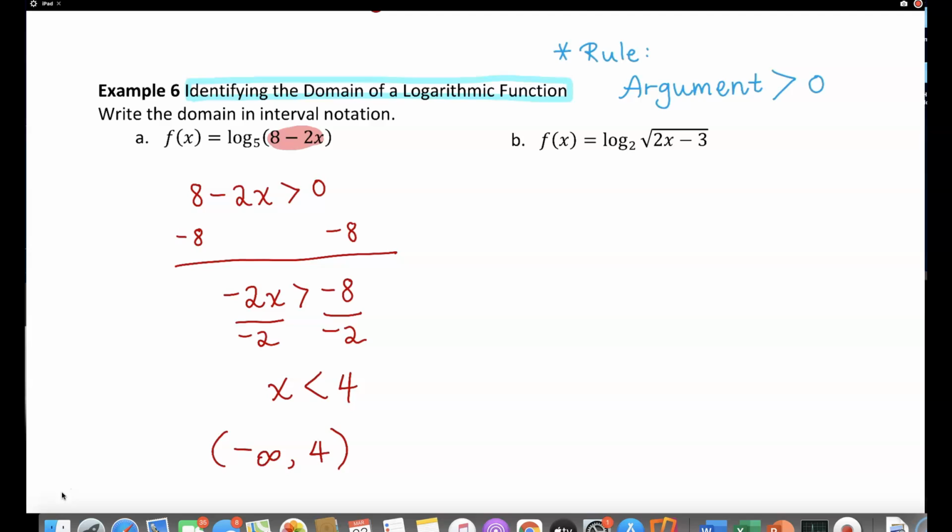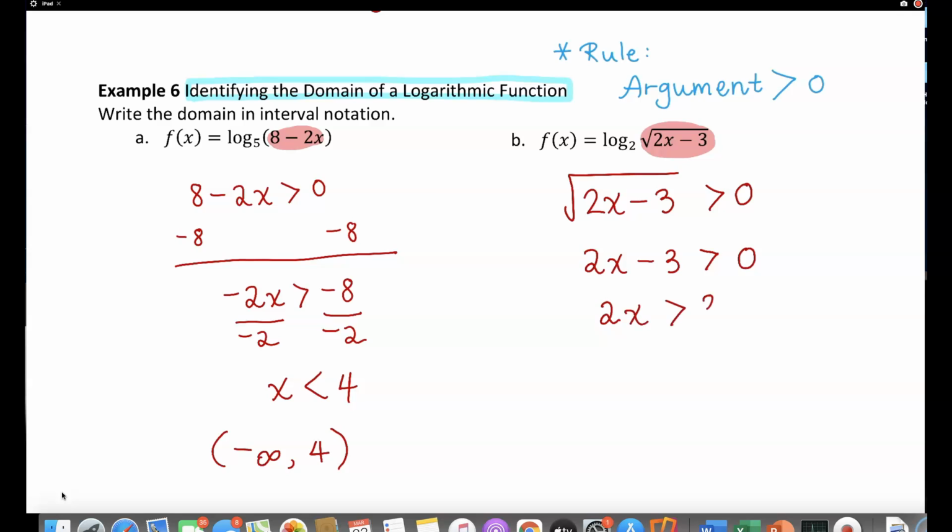I know the argument has to be greater than 0, which is just the square root expression. So I will say square root of 2x minus 3 must be greater than 0. I can square both sides. If I square both sides, I get 2x minus 3 is greater than 0 squared, which is just 0. So that is that. Add 3 to both sides. 2x is greater than 3.